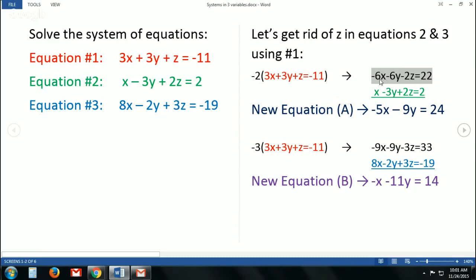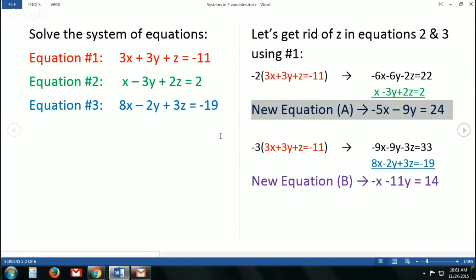Let's do minus 6x plus x. That gives me minus 5x. Here is minus 6y minus 3y gives me minus 9y. And 22 plus 2 gives me 24. Notice that in this new equation that we've created, there's now no longer a z. That was our goal. Let's call this new equation A and set it off to the side. We're going to need it in just a few minutes.